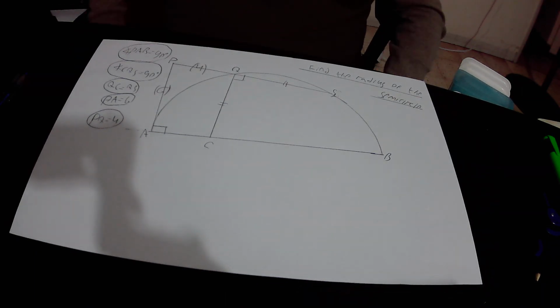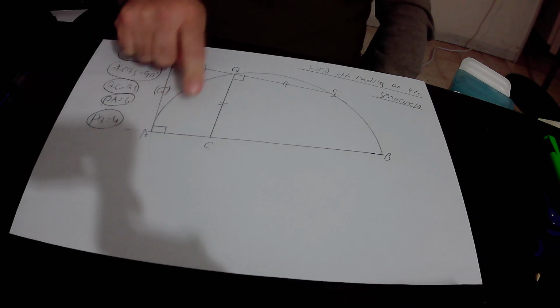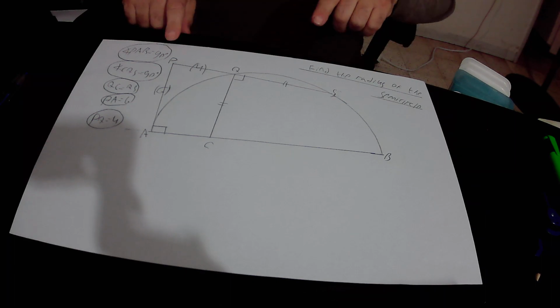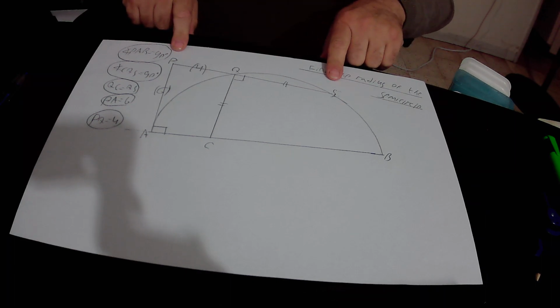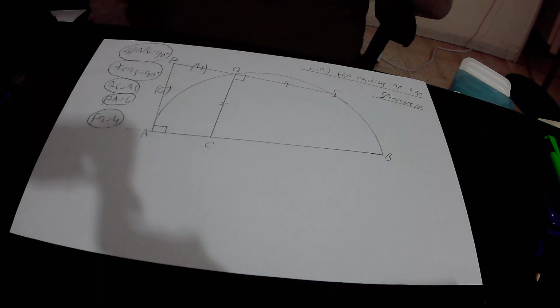You can actually implement rule number 10 in our drawing. Why? Because in our drawing we have the common external point P. From the common external point P we have tangent PA to the semicircle, and we also have line segment PS that cuts the semicircle at points Q and S. So all the requirements of rule number 10 are met. Therefore we can implement rule number 10 here.